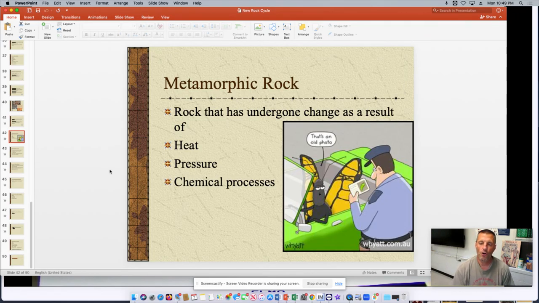Now we're going to move into metamorphic rocks. I know I showed you the cartoon earlier, but just to remind you what metamorphic rock means, where we're probably most familiar with it is with metamorphosis in insects, particularly with butterflies. Complete metamorphosis goes egg, larva, pupa, adult, and that metamorphosis occurs as a result of heat and pressure and chemical processes.